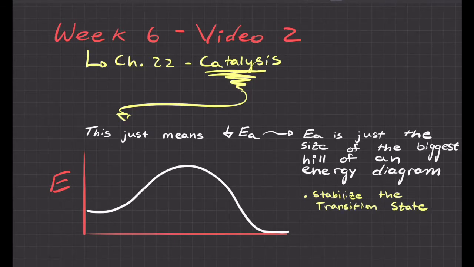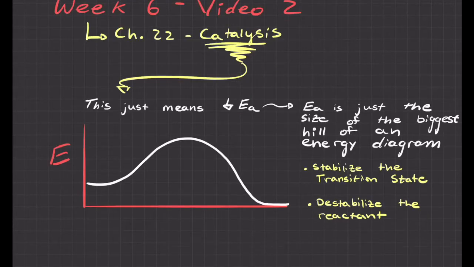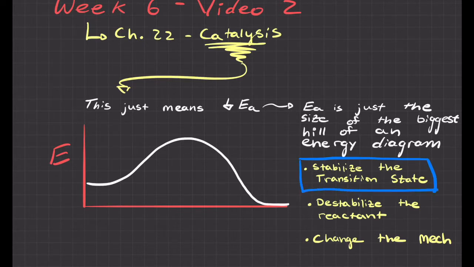Okay, so one way we can catalyze is stabilize the transition state, or we could bring the bottom of the hill up. The bottom of the hill is called the reactant. So we could say we could destabilize the reactant. So we could stabilize the transition state, bring the top of the hill down, or we could destabilize the reactant, bring the bottom of the hill up. And the third option is we can change the mechanism entirely, which is a completely different way of doing the entire reaction.